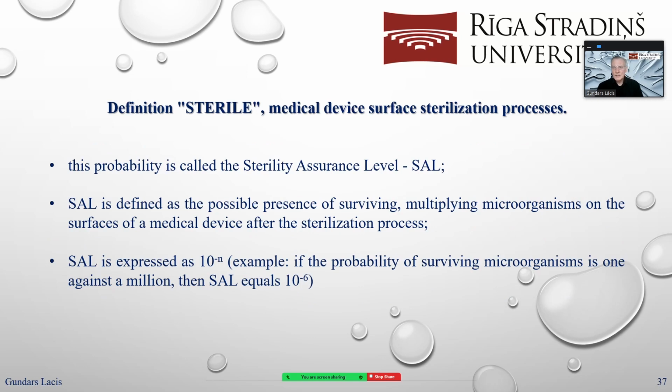And this probability is called sterility assurance level. Sterility assurance level is defined as the possible presence of surviving microorganisms on the surfaces of a medical device after the sterilization process. And sterility assurance level is expressed as logs. For example, if the probability of surviving microorganisms is 1 to 1 million, then the sterility assurance level is minus 6 logs, or 1 from 1 million.